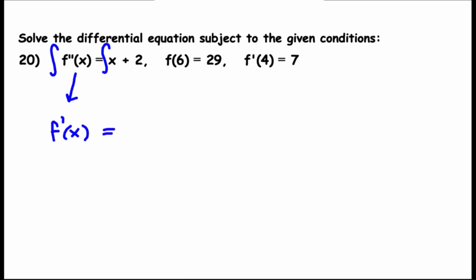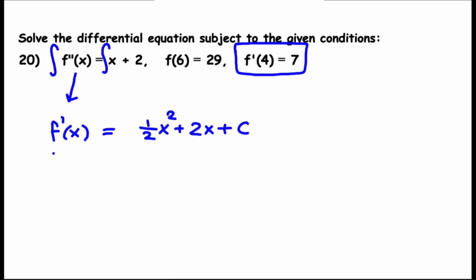The integral of x plus 2 dx will be 1/2 x squared plus 2x plus C. All right, let's see here. I'm going to use this piece of information right here. It says that f prime of 4 is 7. So if x is 4, then this right here, if I plugged a 4 into there, would be a 7. And these x's become 4s here and here.